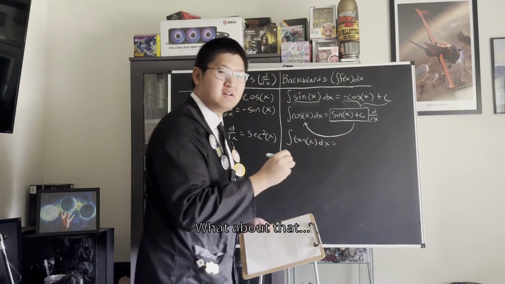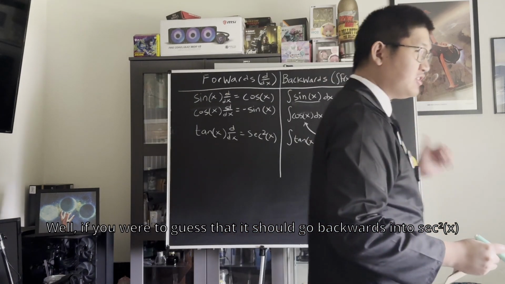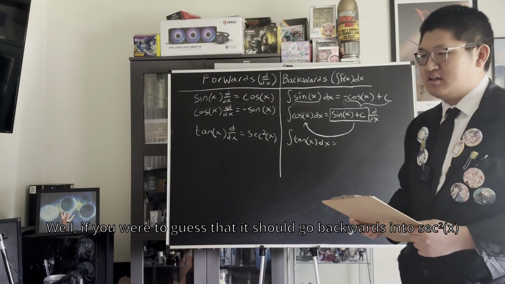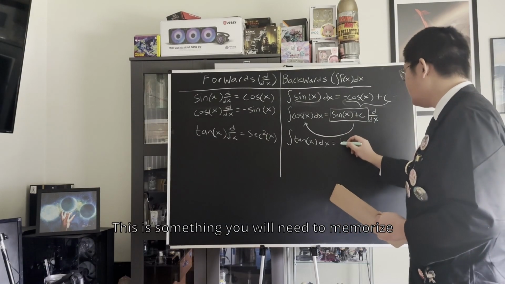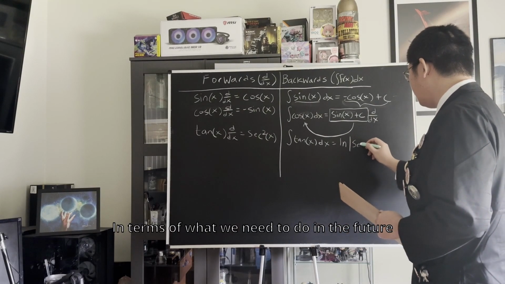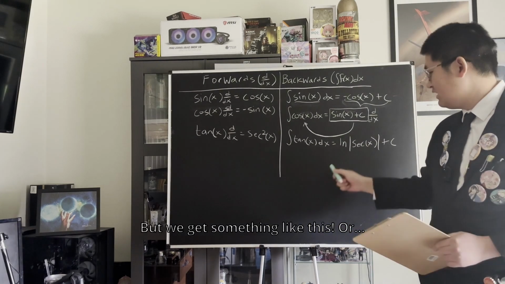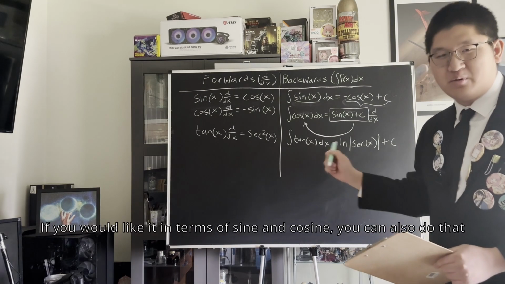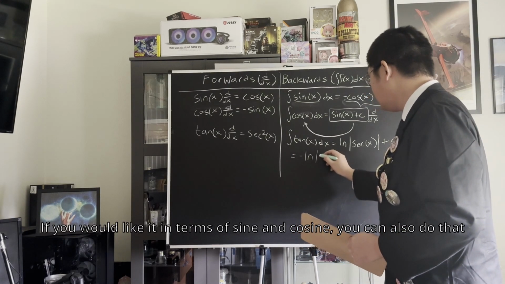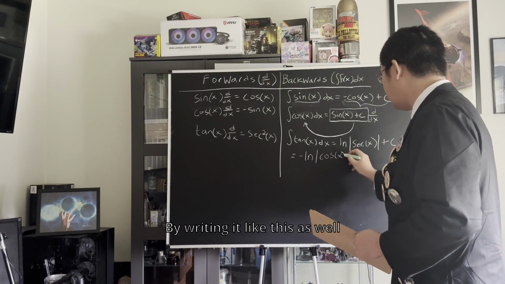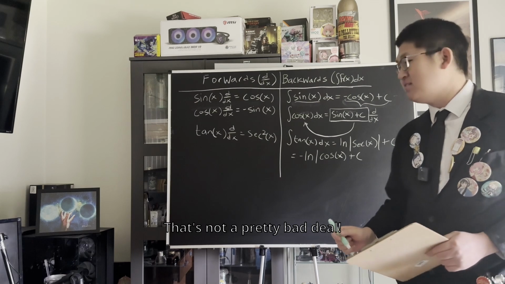What about that, huh? Well, if you were to guess that it should go backwards into secant, you are sadly mistaken. This is something that you will need to memorize in terms of what we need to do in the future, but we get something like this. Or if you would like it in terms of just sine and cosine, you can also do that by writing it like this as well. That's not a pretty bad deal.